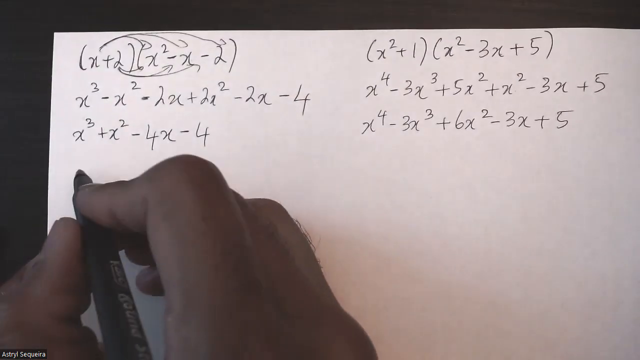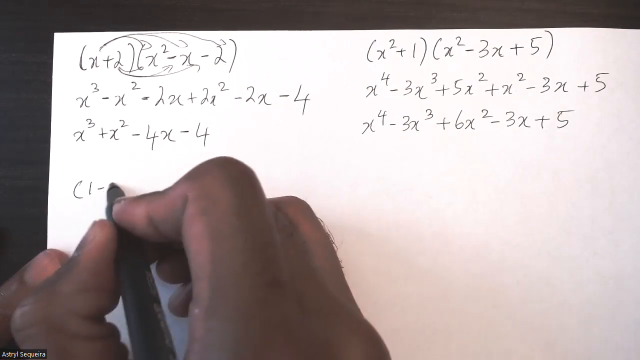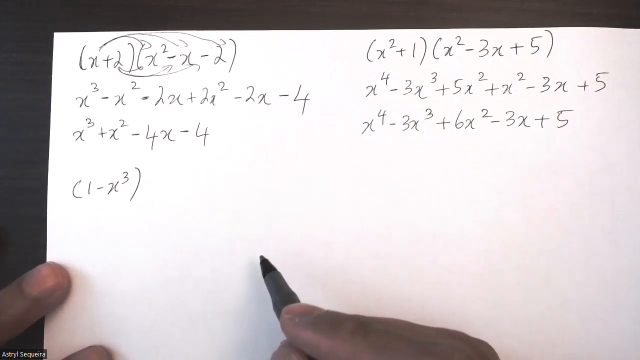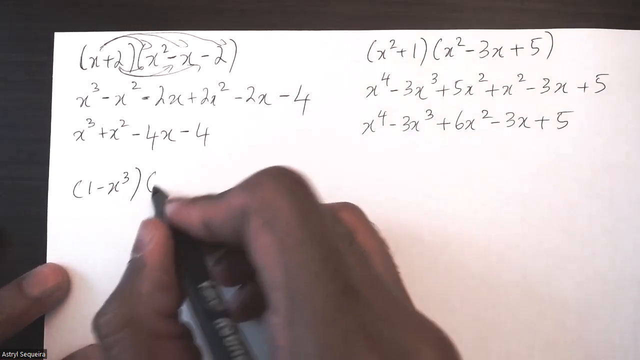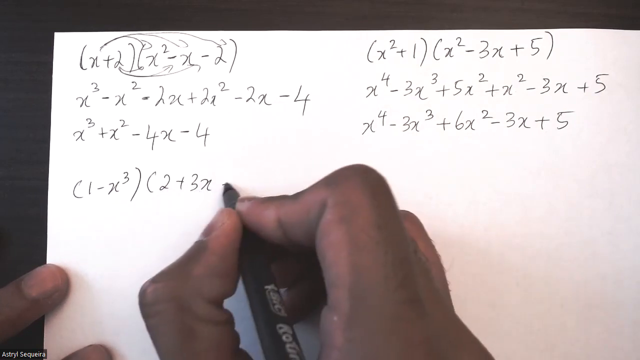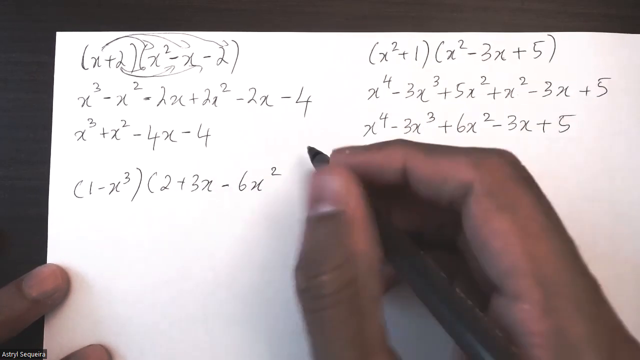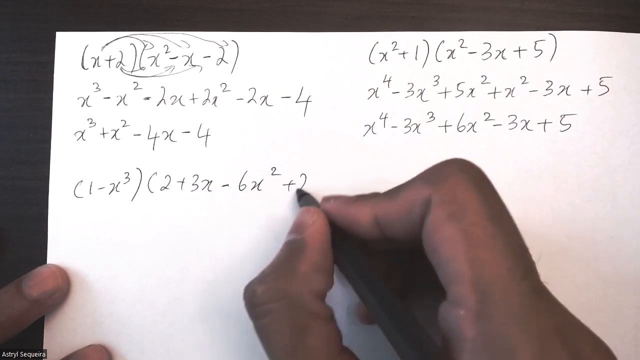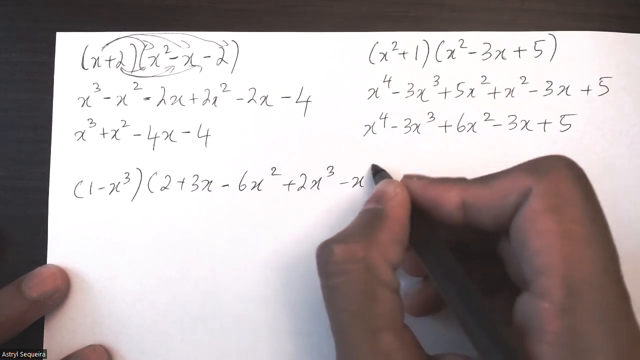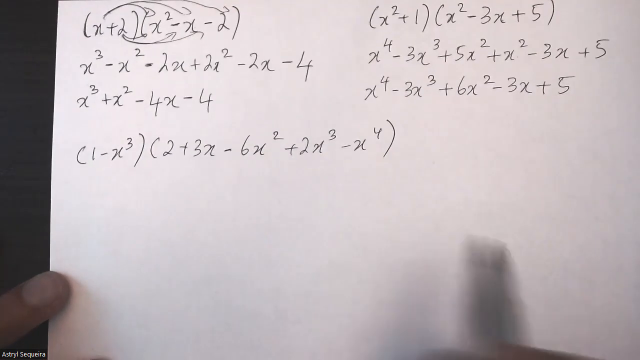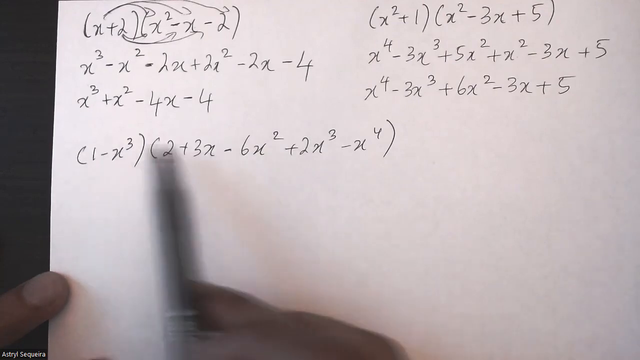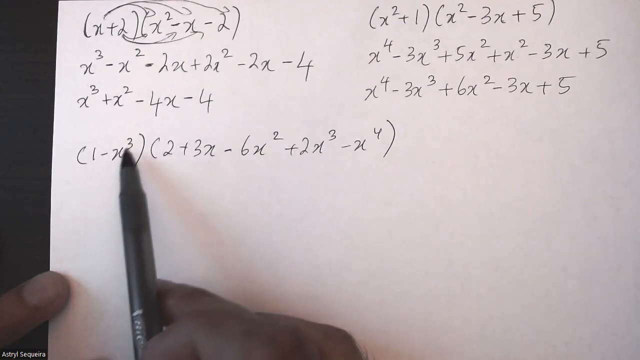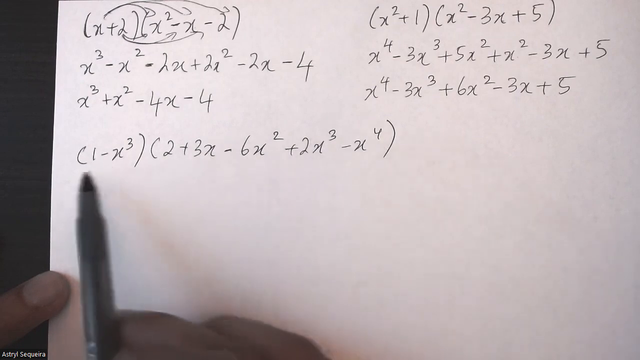Let's go to the next question. I'm going to write it down here. I don't have them all pre-written. So it's 1 minus x cubed times 2 plus 3x minus 6x squared plus 2x cubed minus x to the power of 4. The same thing, I'm multiplying 1 out with all these terms, and then I'm multiplying out negative x cubed with all these terms.